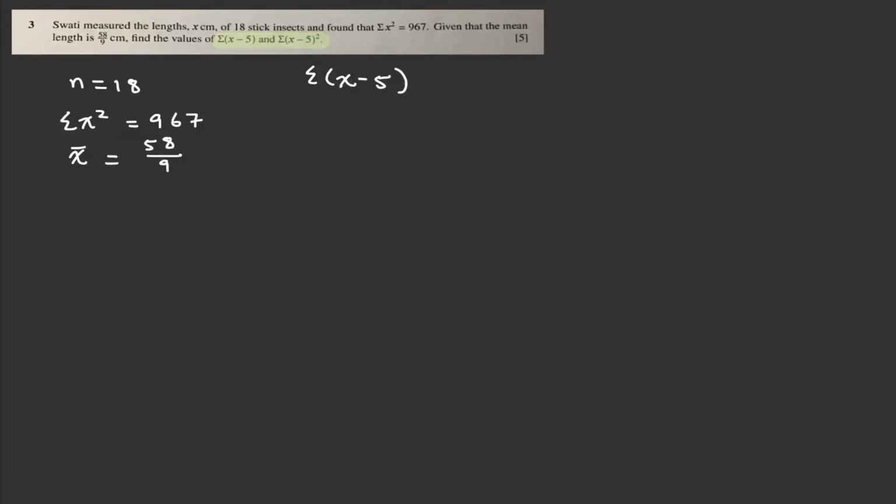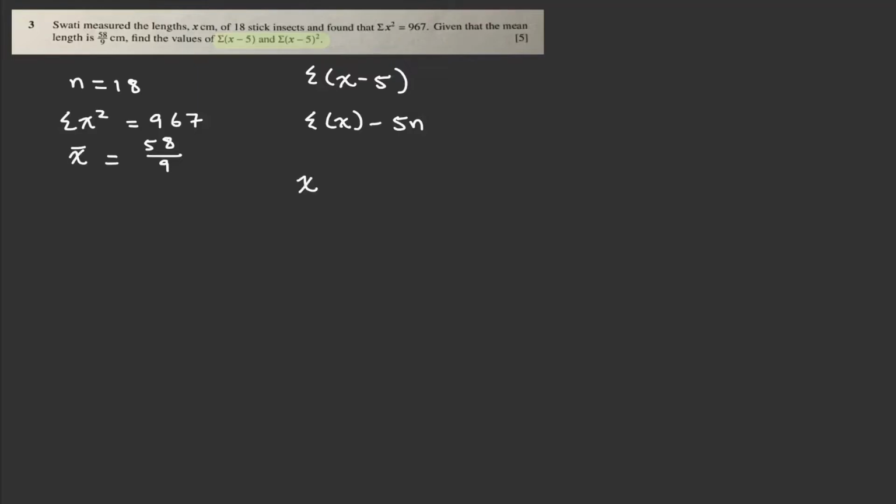And we know that sigma x minus 5 can be written as sigma x minus 5n, where n is how many times this was recorded in the set. In this case, it says 18 stick insects, so our n is 18. We have n, which is already given, but we couldn't figure out what sigma x is. So we can use our x bar to figure that out.